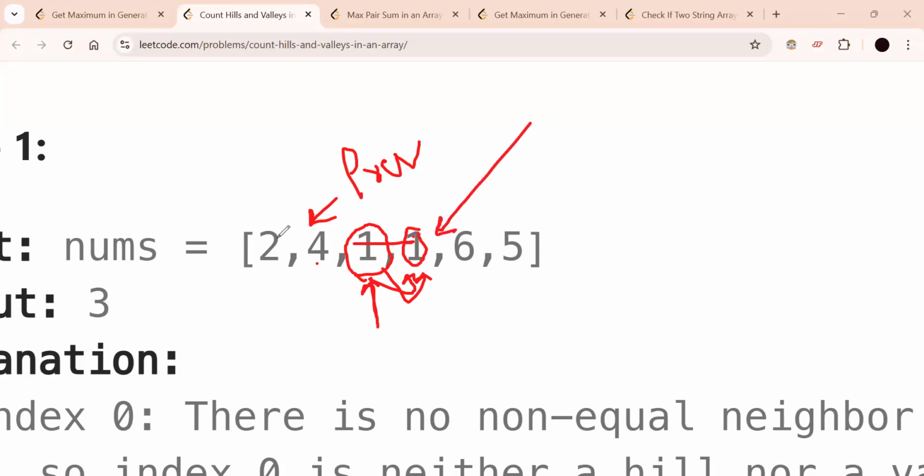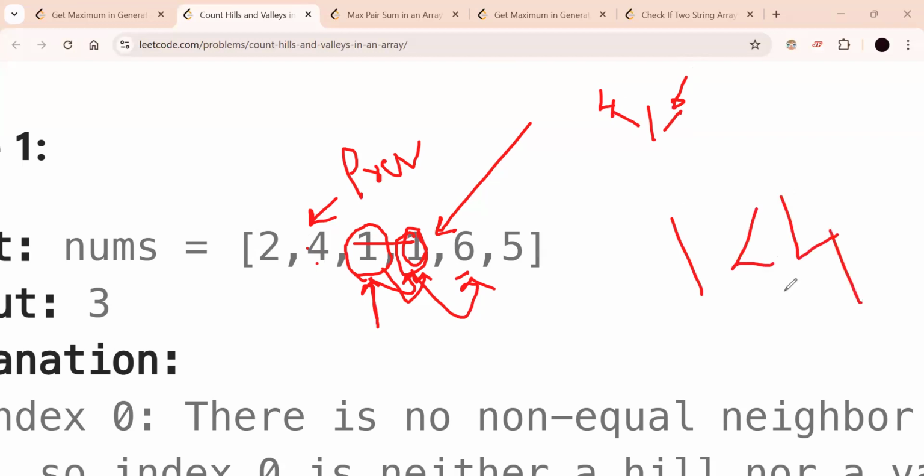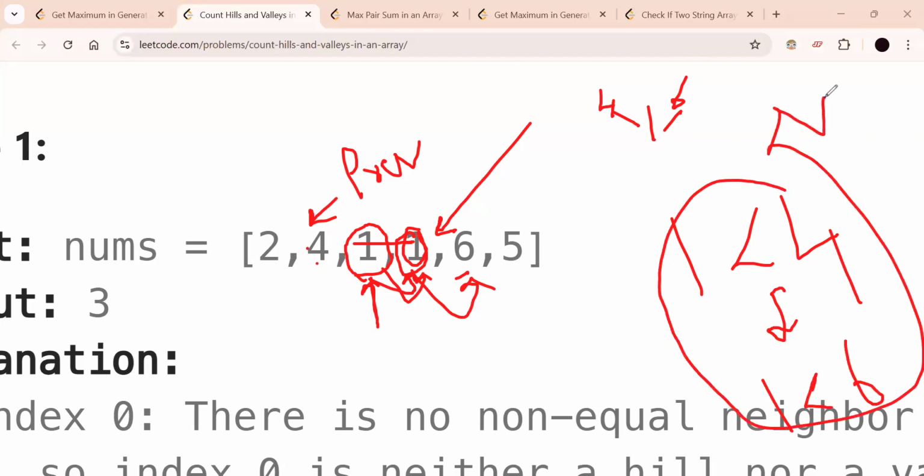Now 1 and 4. One's previous value is 4. Next value is 6. So I can count 1, 4 and 6. This is a valley because 1 is less than 4 and 1 is less than 6. Then it is a valley, right?